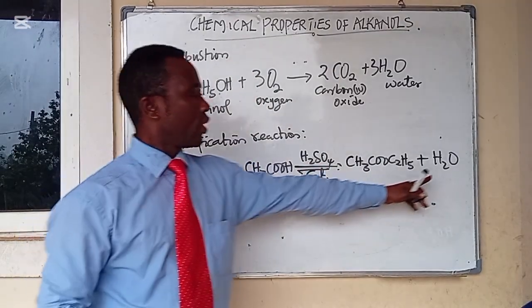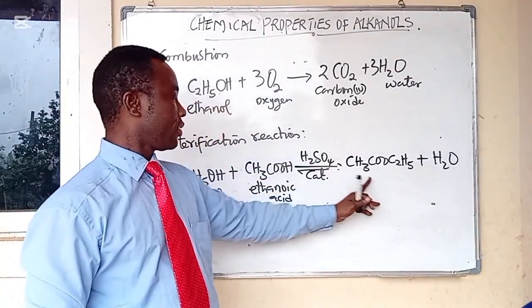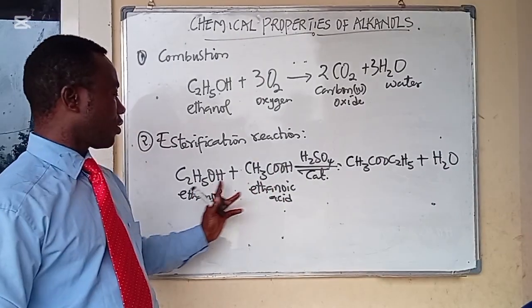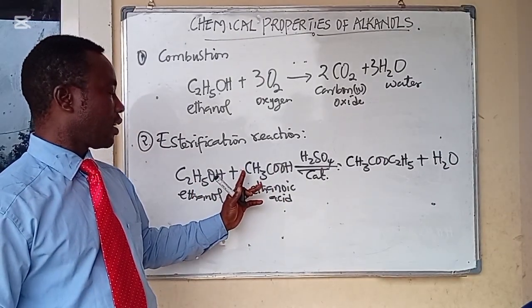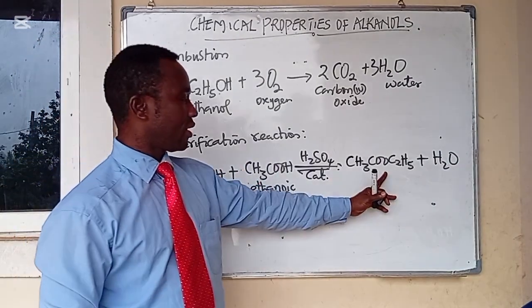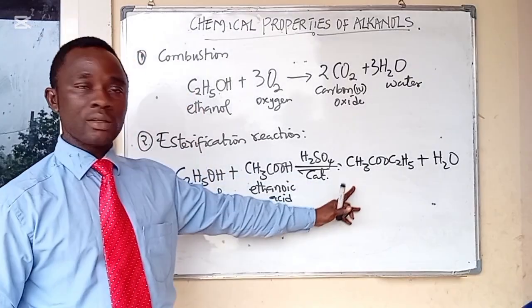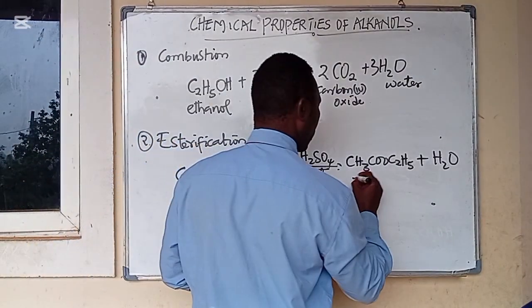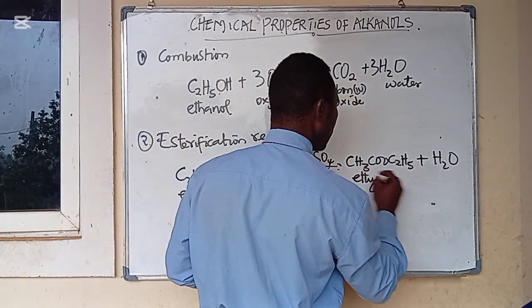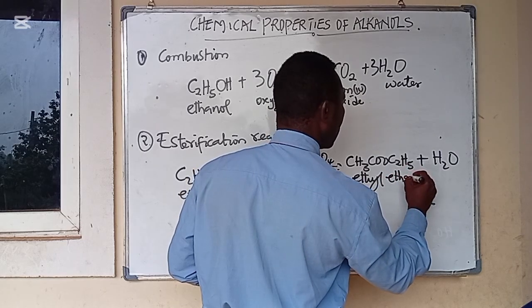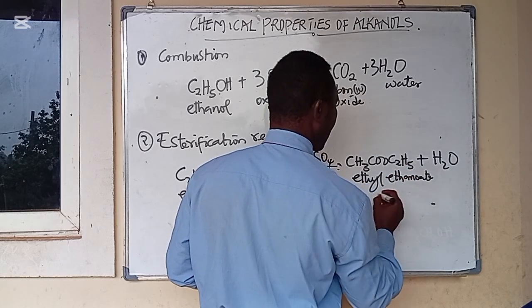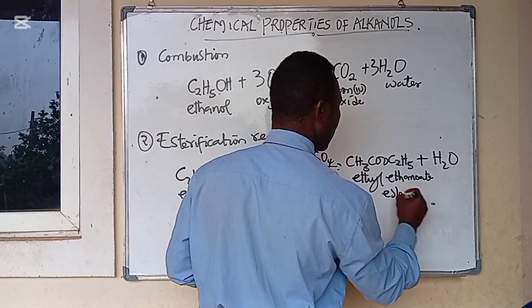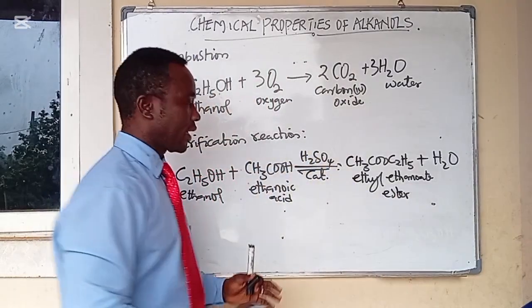The reaction can be reversible. That is, when you add water to ester, it will give you ethanol and what? And ethanoic acid, if that ester is ethyl ethanoate. So here we have ethyl ethanoate. The ethyl ethanoate is what? It is an ester.